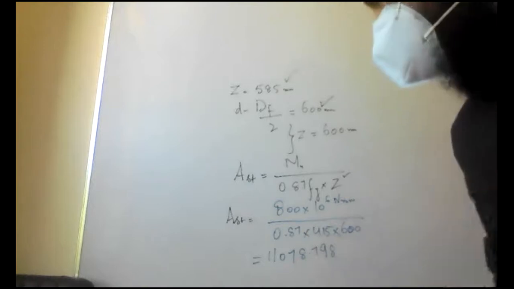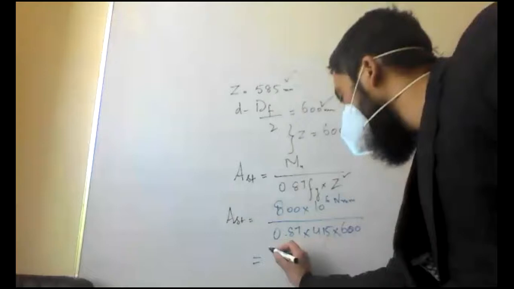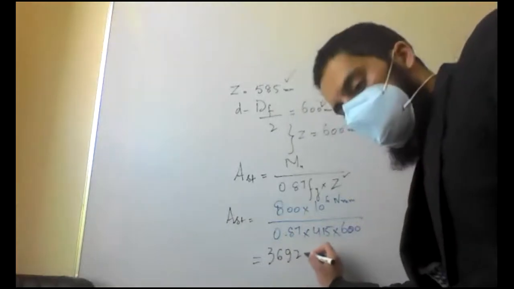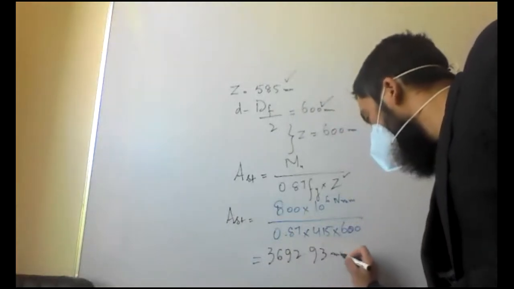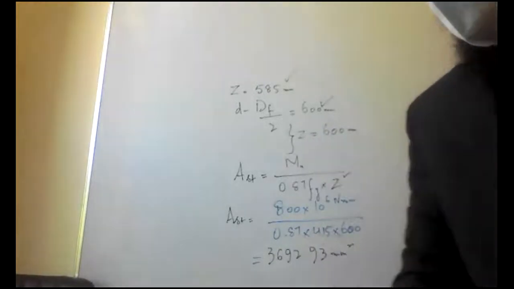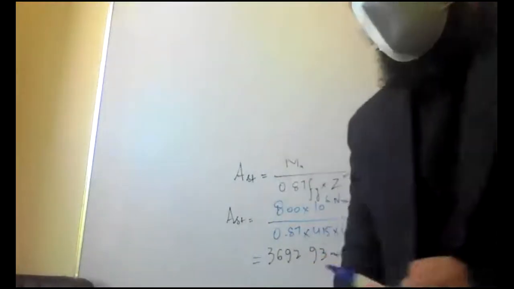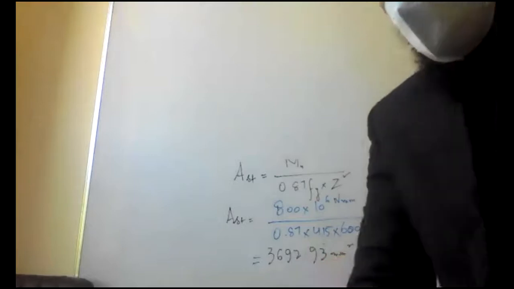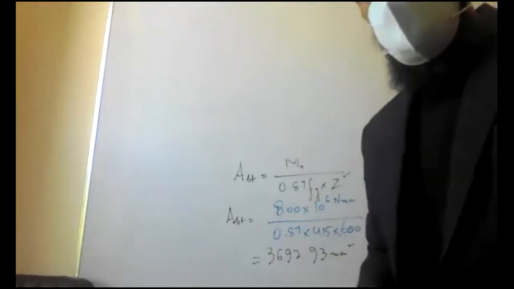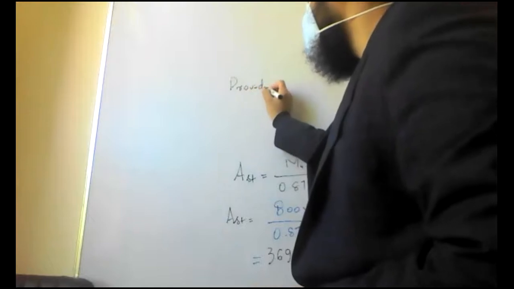So you are getting this as 3692.93 mm square, is it? This is what you are getting. Have you also checked? Yes, sir. So we'll be providing the bars now as per this requirement.